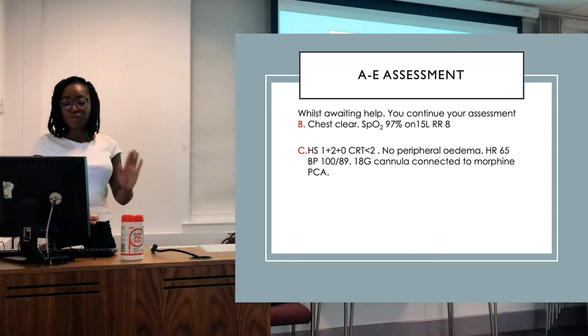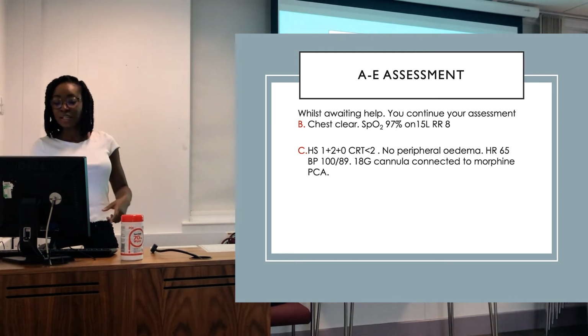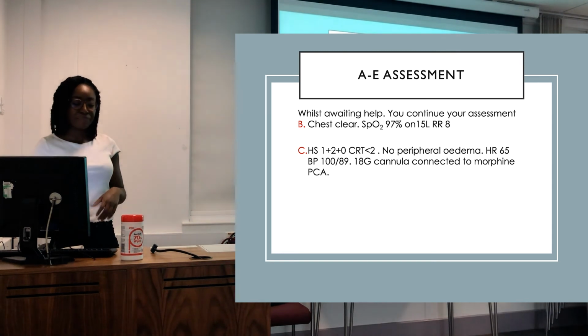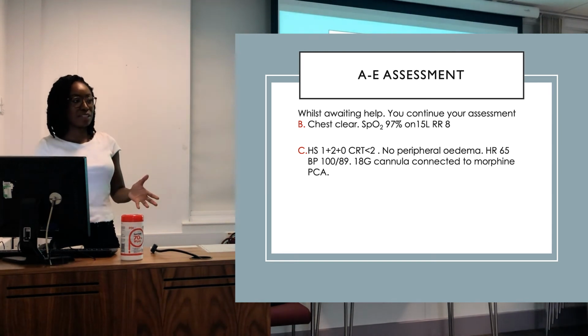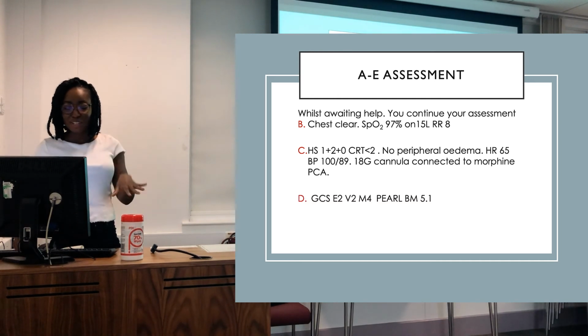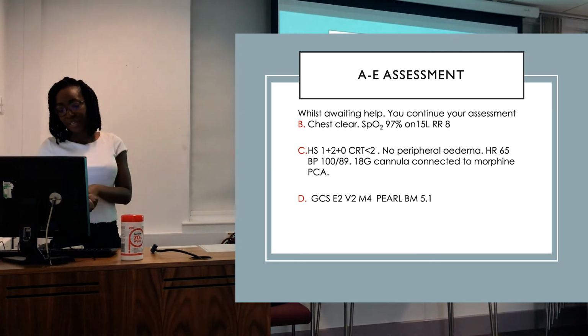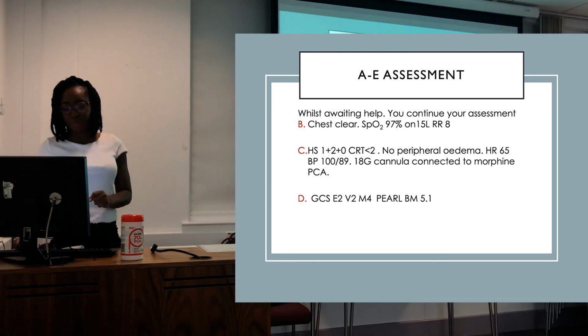Heart sounds are normal. Capillary refill is normal. No peripheral edema. Heart rate, blood pressure normal. She's got an 18 gauge cannula, which is a green cannula, connected to a morphine PCA. So you might want to disconnect that at that point. And then you do her GCS. She is E2, V2, M4, and her pupils are equal and reactive to light. And don't ever forget glucose. Her glucose is 5.1.